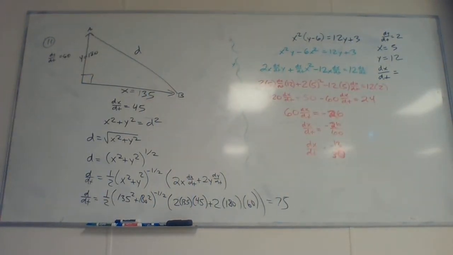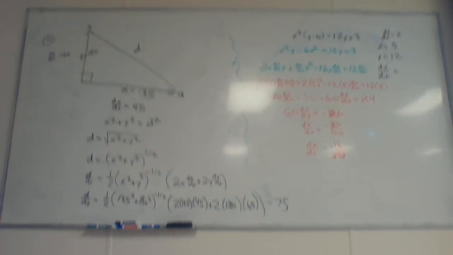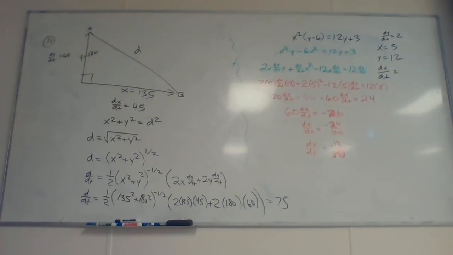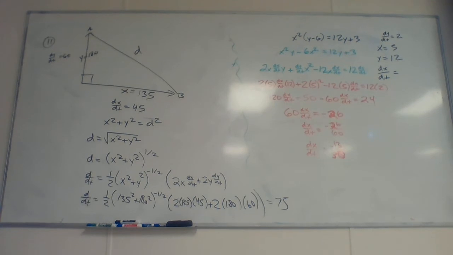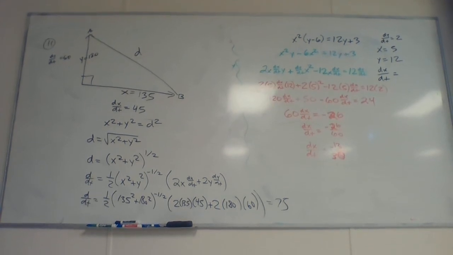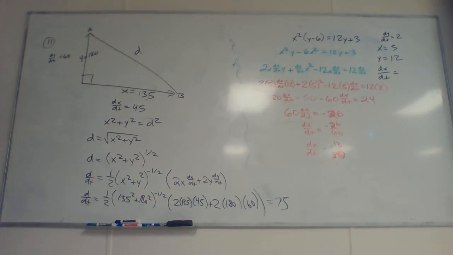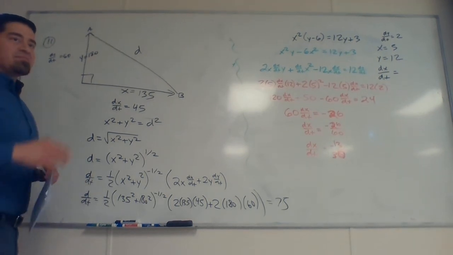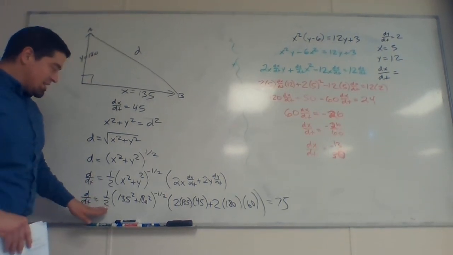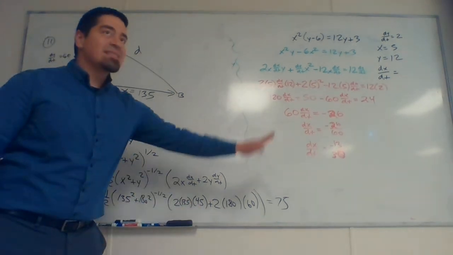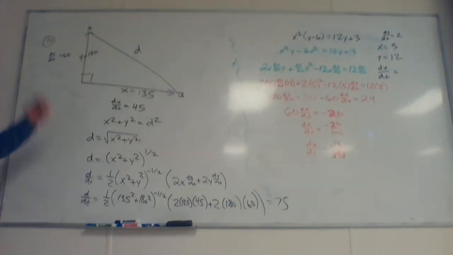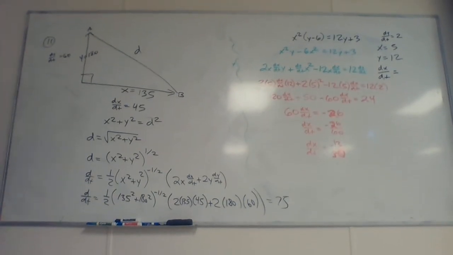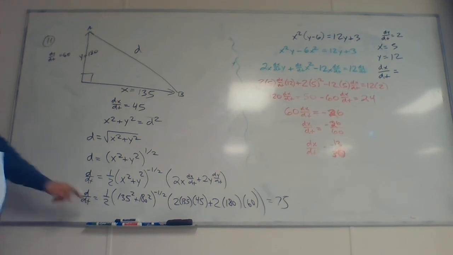Do you want to take it to the 10th or 100th place? I got 75. Well, I'm talking about doing the multiplication parts, like when you do 135 squared plus 180 squared. I wouldn't even do that. I literally typed it in like this. I wouldn't do any more than that. If you type it in like this, you should get 75 miles per hour.